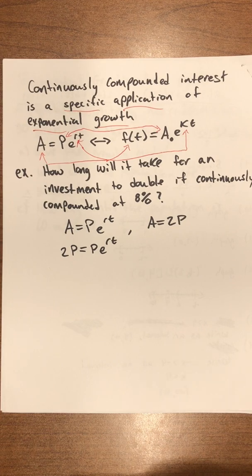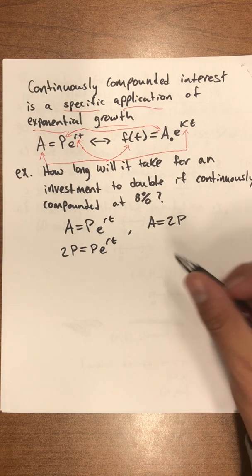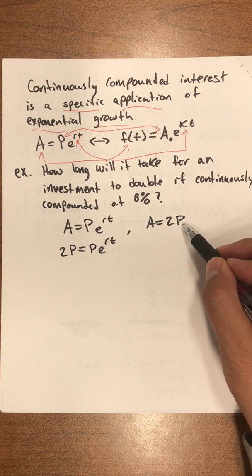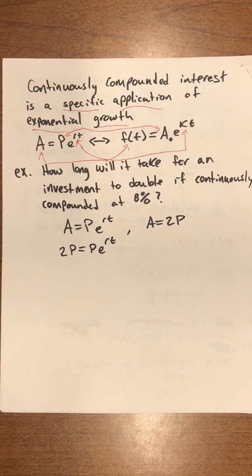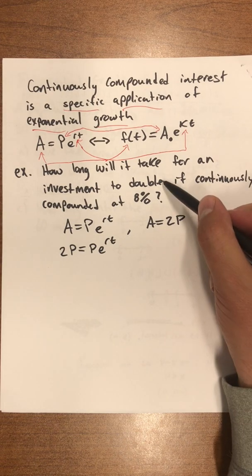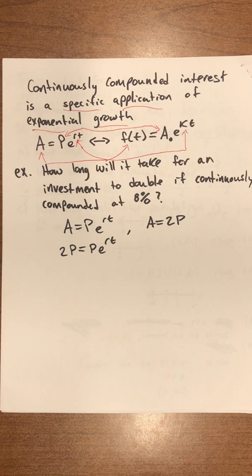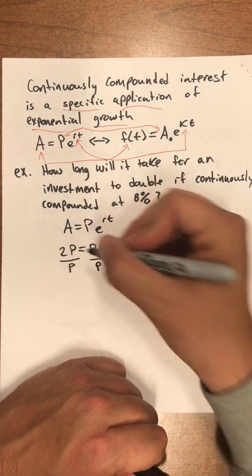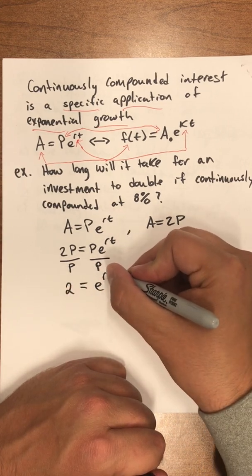How long will it take for an investment to double if continuously compounded at 8%? So if we want to double our investment, that means the amount needs to be twice the original amount, which we call the principal. So A equals 2P. If you're asking about something doubling or tripling or quadrupling, you're going to end up at this next step every time. So these are some very common questions.